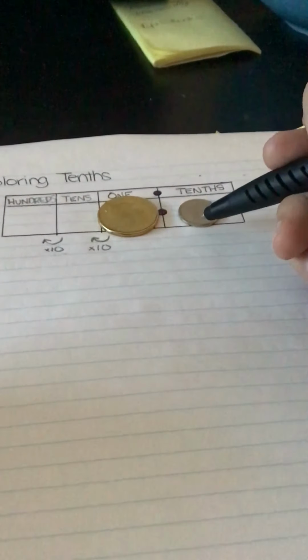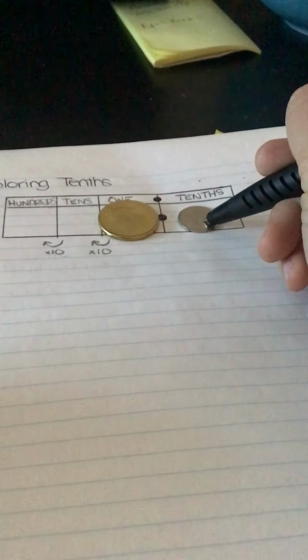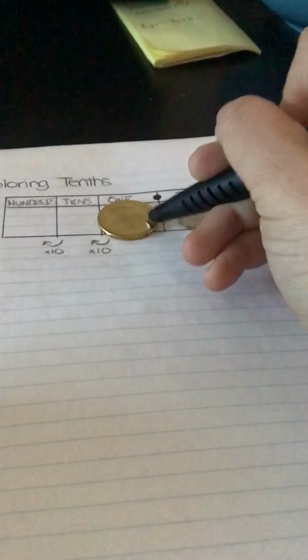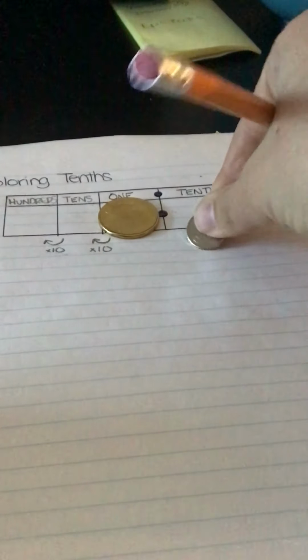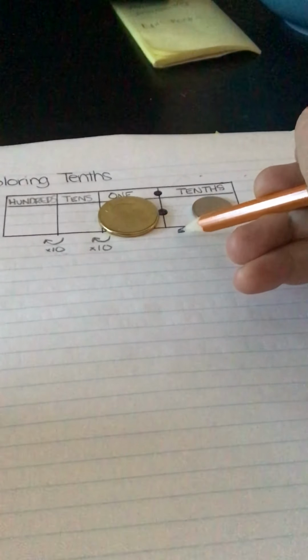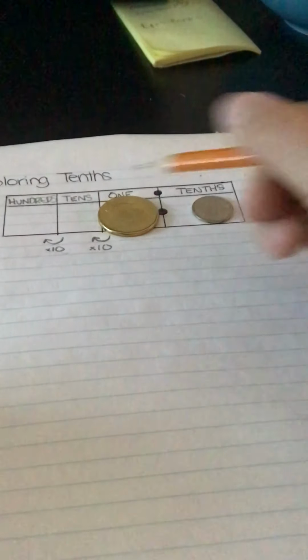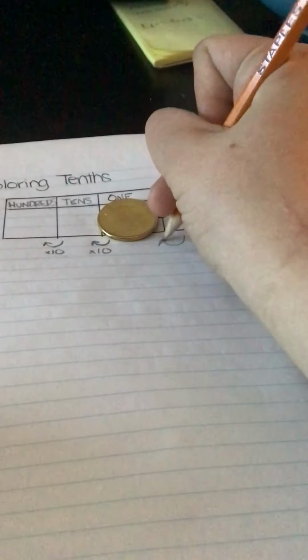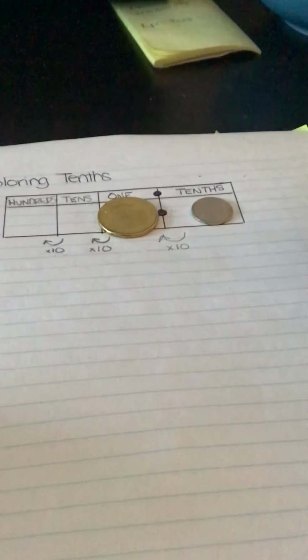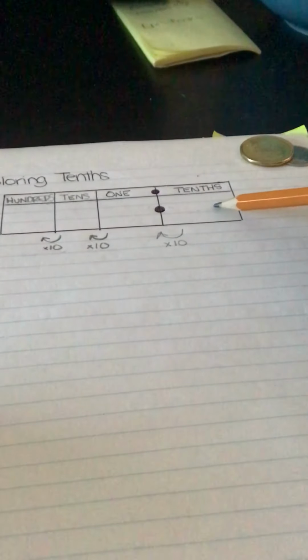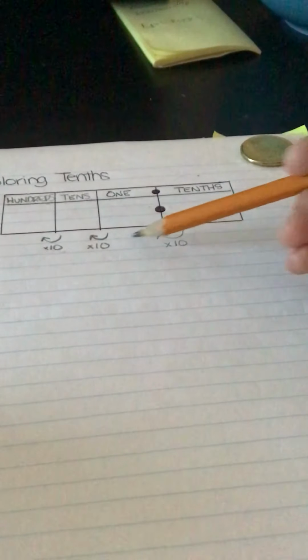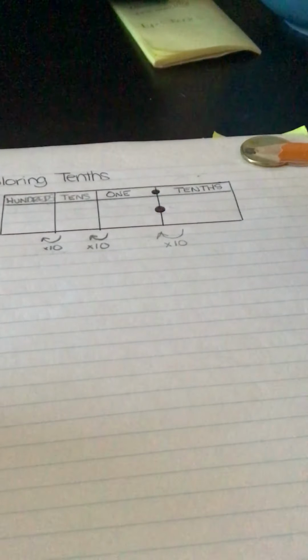How many dimes, 10 cents, do you need in order to make $1? Hopefully you realize that you need 10 dimes in order to make $1. So notice how the pattern is continuing from before. Even in our decimal digits, the pattern still remains the same.